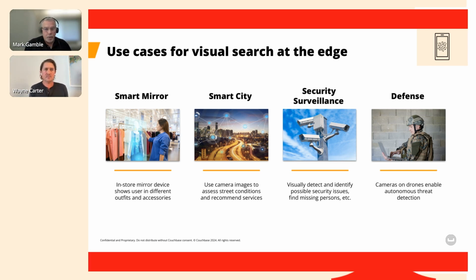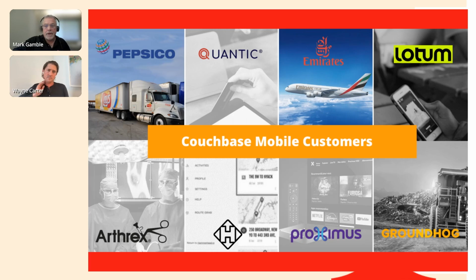And defense, where drone footage can be used to identify threats from remote locations, and where the ability to work without internet becomes a huge advantage for tactical operations. These are just some of the types of use cases for visual search at the edge. And we have lots of noteworthy customers using Couchbase Mobile. Some are household names, others are small startups, but all can have these specific requirements for high scale, offline first mobile applications.